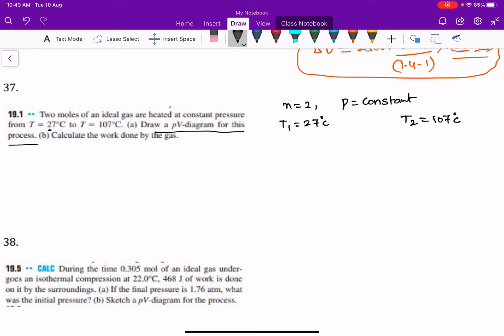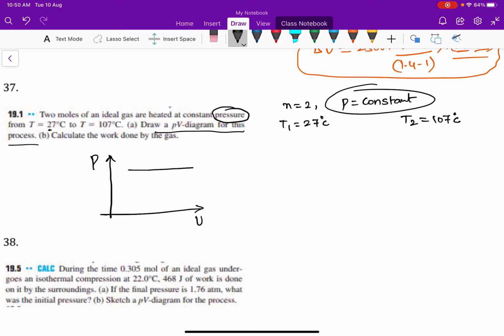So here at constant pressure, as temperature increases, volume also increases. Now we should draw a PV diagram for the constant pressure process. Let us consider this is PV. P should be taken on the y-axis and V should be taken on the x-axis here. And here he mentioned that the process is at constant pressure. So the constant pressure curve is nothing but this one. So this is the process. Okay, so the first part is done already.